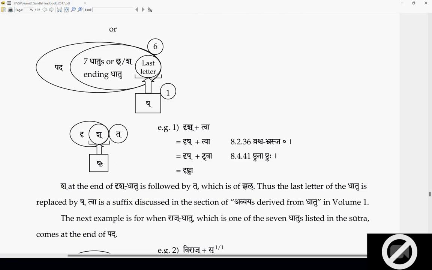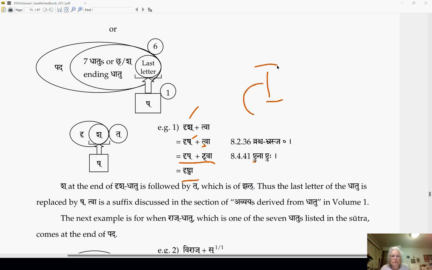Dush plus twa. See, the sh is changing to sh, because it is followed by ta. So it becomes drushtva. Oh, this is really good. I'm very glad to understand that. And this ta is also changing to ta because of stunashtuhu. Wow. So there are two changes happening here.